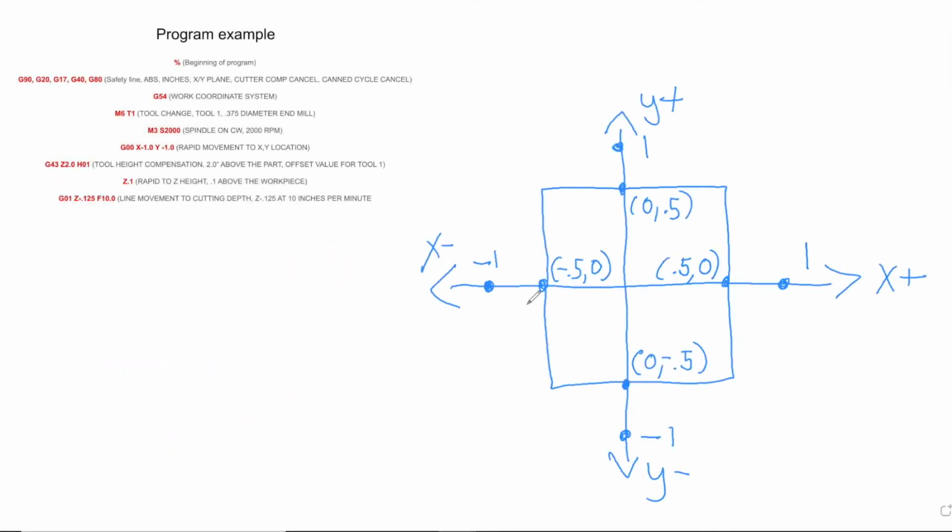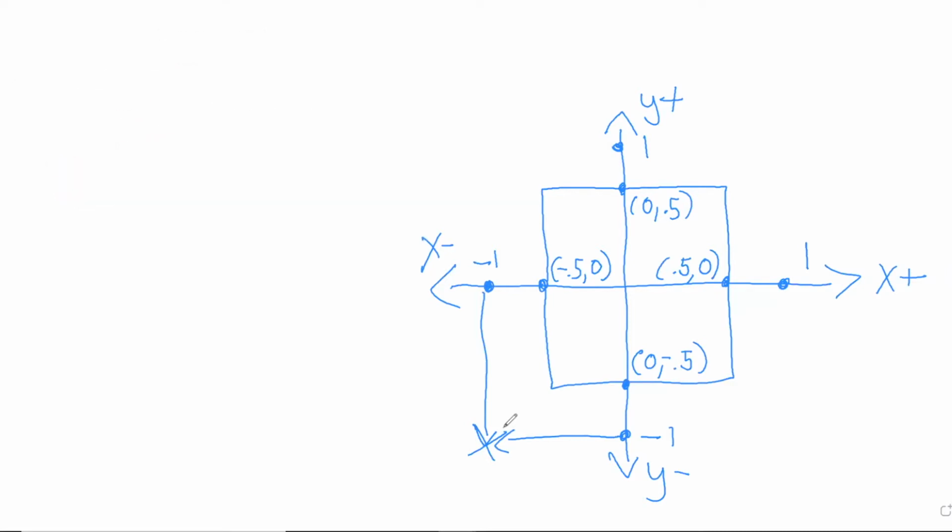All right, so going off of our program example, we rapid to point X -1, Y -1. And if this is a bird's eye view, a top view of our workpiece, we want to be going to right here. There's a couple different ways that we can program our tool to get to this location right here. That's what we're going to talk about now.